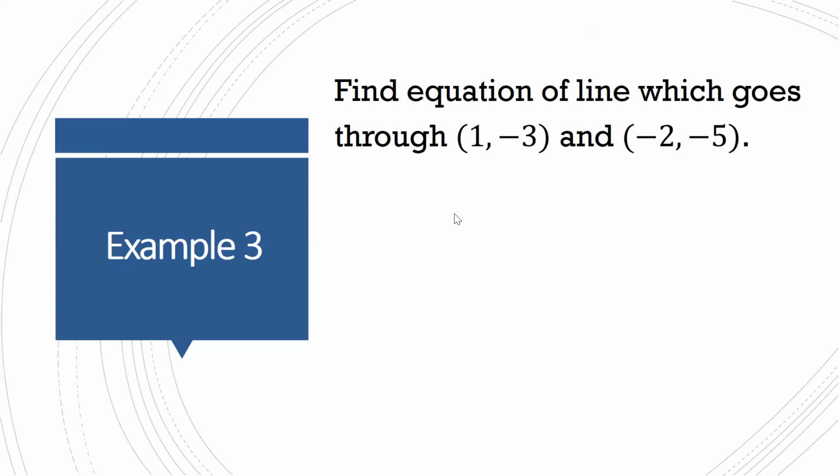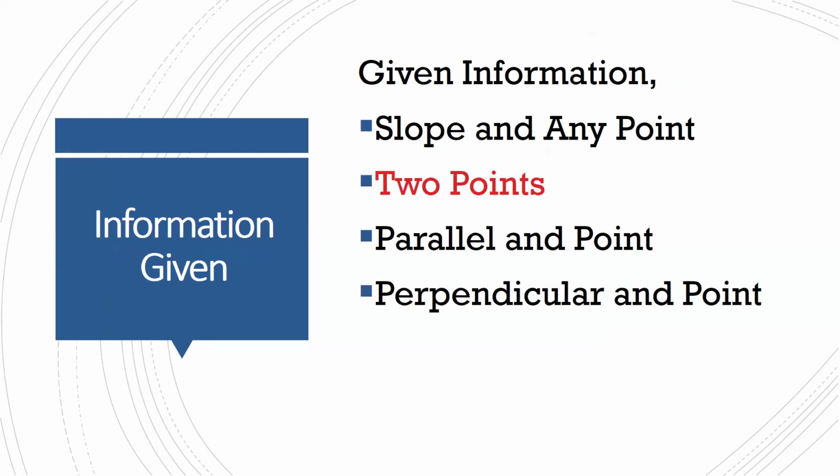So that's the last example in this video. Remember, this video covered finding the equation of a line given 2 points. Our previous video found the equation of a line given the slope and any point on that line. And in our next video, we're going to find the equation of a line given a parallel line and a point on the line, or given a perpendicular line and a point on that line.